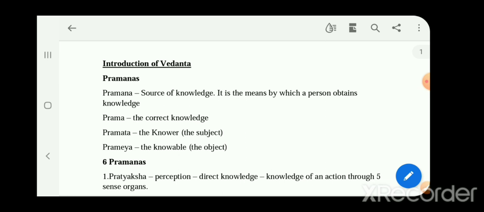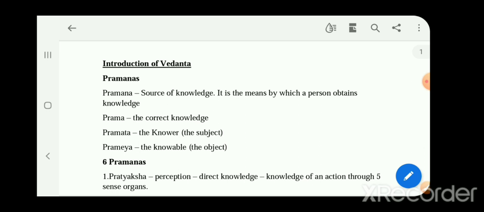In Vedanta, first we'll have to talk about pramana. Pramana means a source of knowledge. Source of knowledge means it's the means by which a person obtains knowledge. That is called a pramana. And the next one is prama. Prama means the correct knowledge, the right knowledge which we need to gain. That correct knowledge is called a prama.